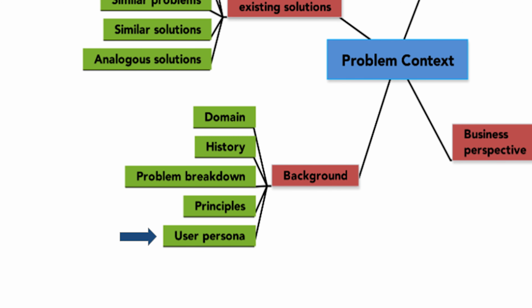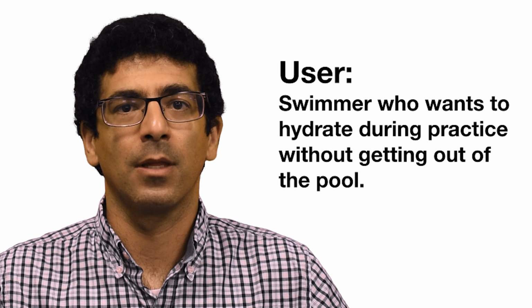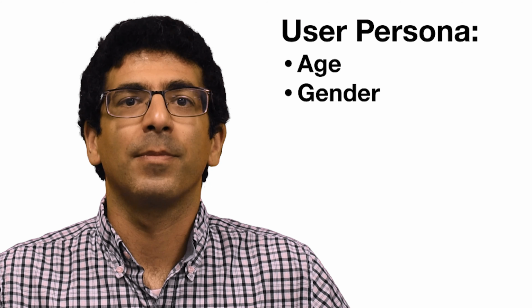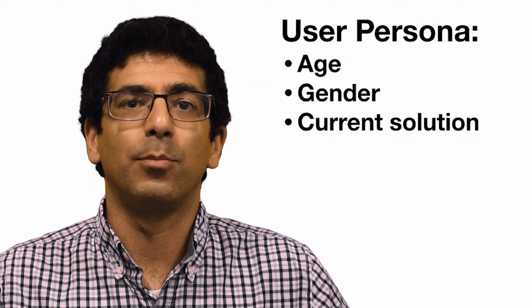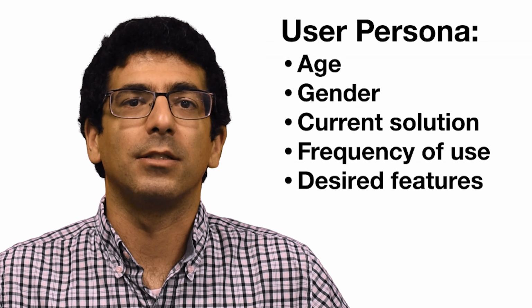The final category of the background is a user persona. For the redesign of our water bottle, we've selected a user who is an athlete, a swimmer who wants to hydrate during practice without getting out of the pool. So, to complete a user profile for this project, we need to identify this user's age, gender, what they currently drink from while they're in the pool, how frequently they hydrate during practice, and what they would want in a redesigned water bottle.